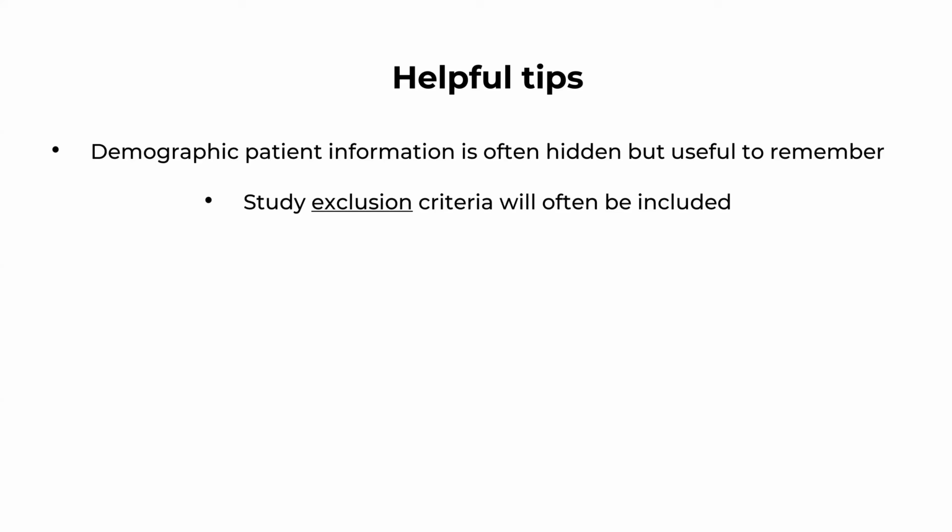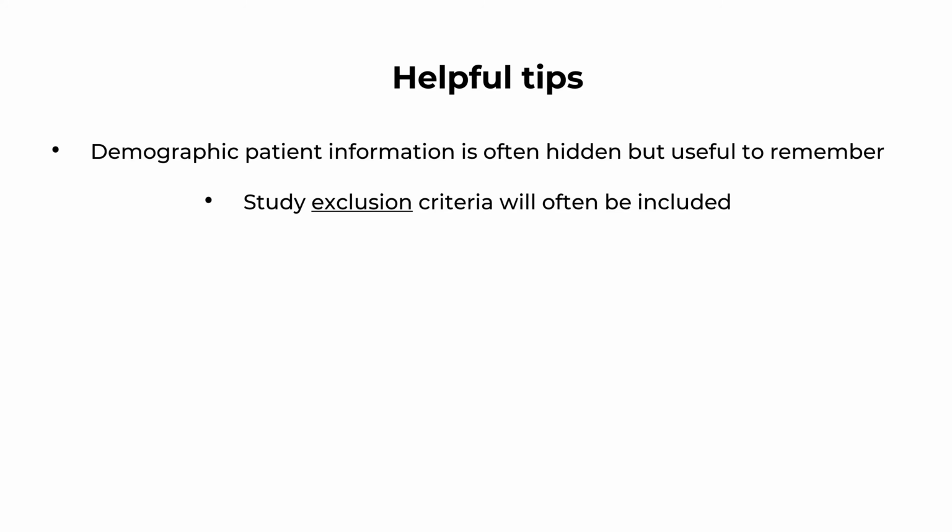So we'll do some helpful tips here. Demographic patient information is often hidden but useful to remember. In this case, in the question stem, you saw the type 1 diabetes, but in the actual wall of text, it was kind of hard to find that type 1 diabetes was excluded. That's a common way that they'll go about testing this. In much the same way, study exclusion criteria will often be included, whether in a table at the bottom or a little reference legend, and oftentimes they're wanting you to apply those exclusion criteria to the patient in the example, and they won't specifically tell you in the answer choice that there is exclusion criteria. They just expect you to have read and skimmed over the article to have gotten that.